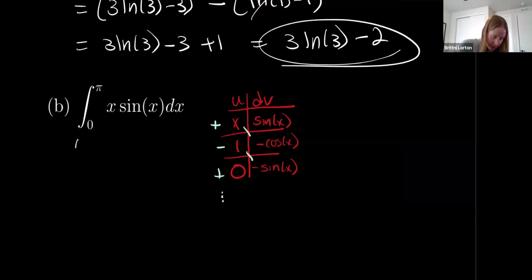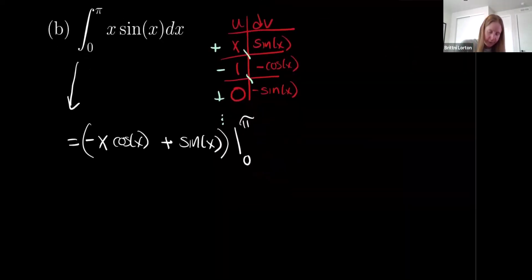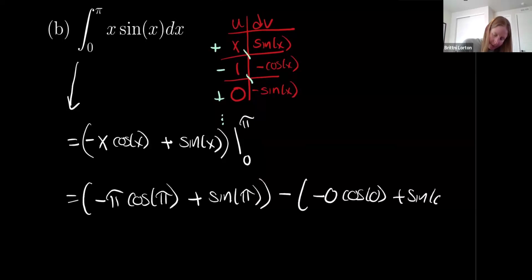And so then this becomes equal to x times negative cosine of x, and then a negative 1 times a negative sine of x, right? In that case, those two negatives canceled. And then, of course, that whole thing, I don't have a plus c here, so evaluated from 0 to pi, negative pi cosine of pi plus sine of pi minus negative 0 times cosine of 0 plus sine of 0.